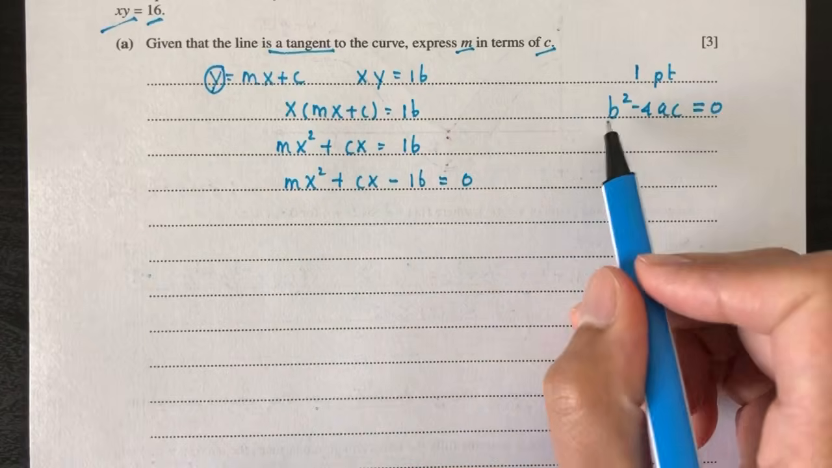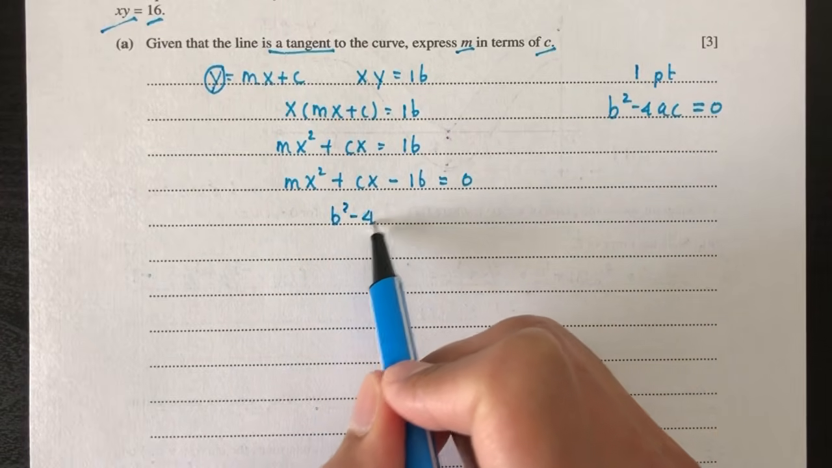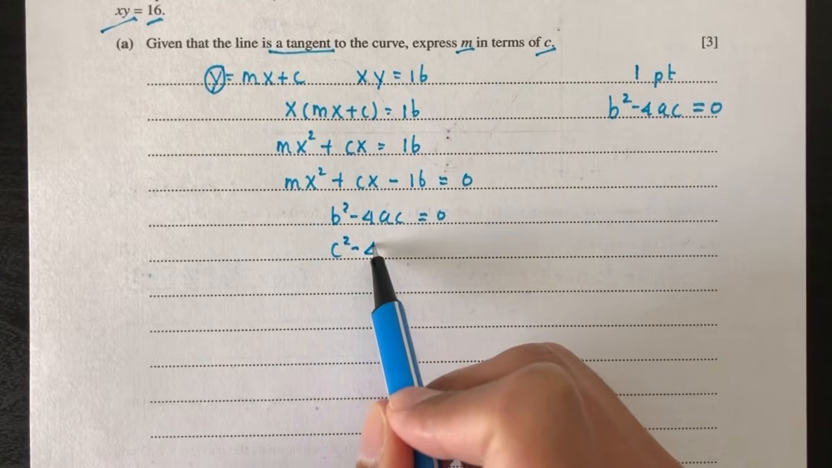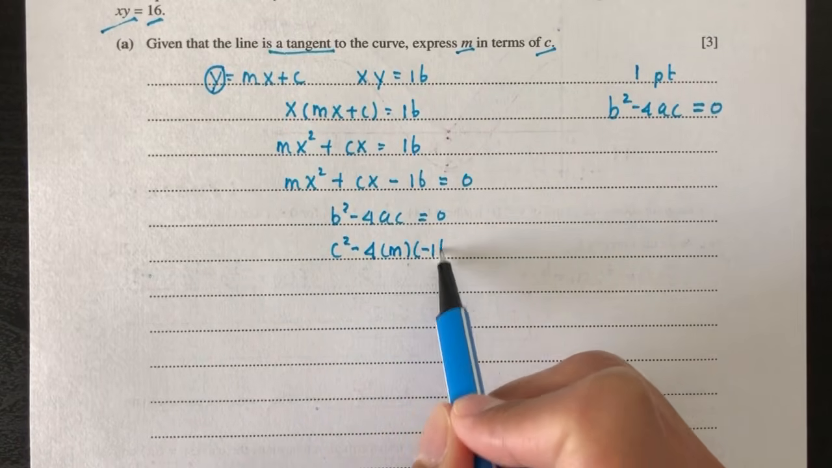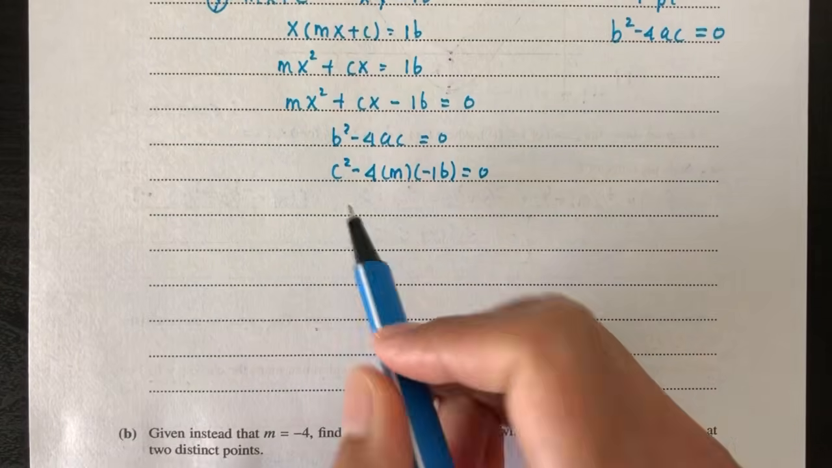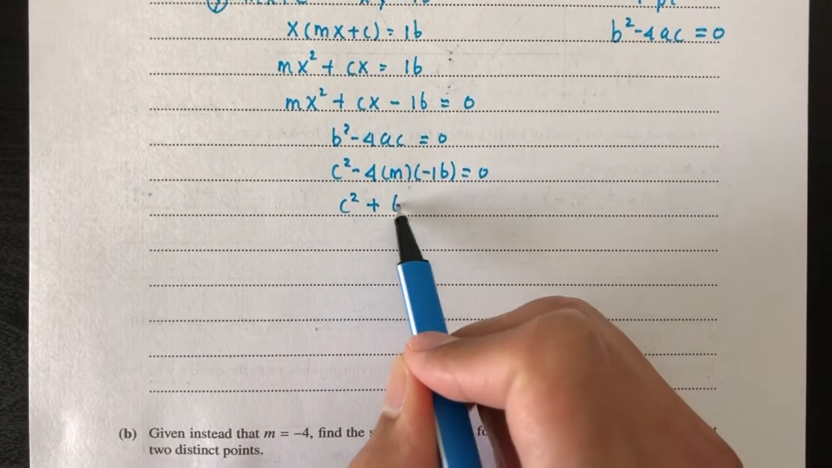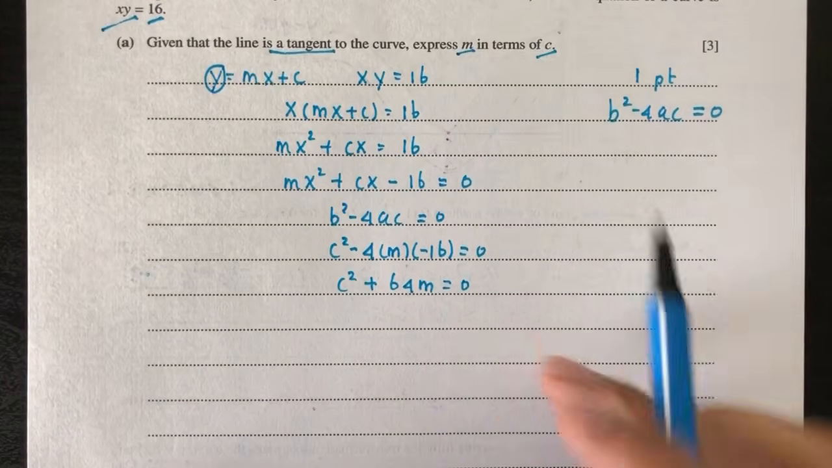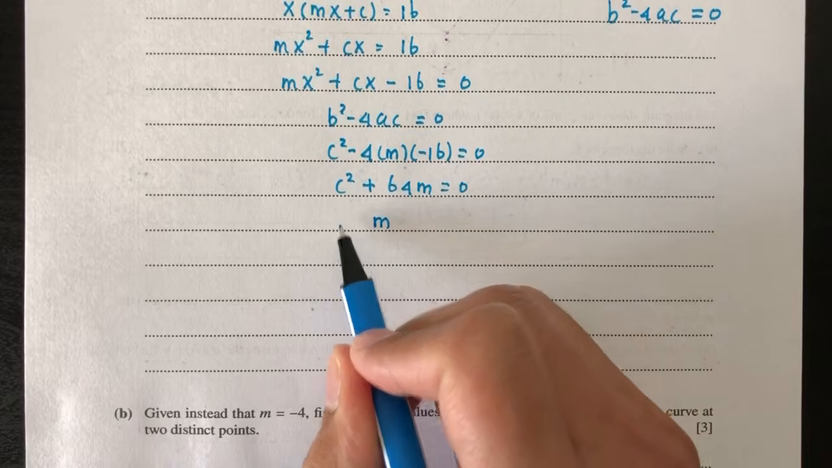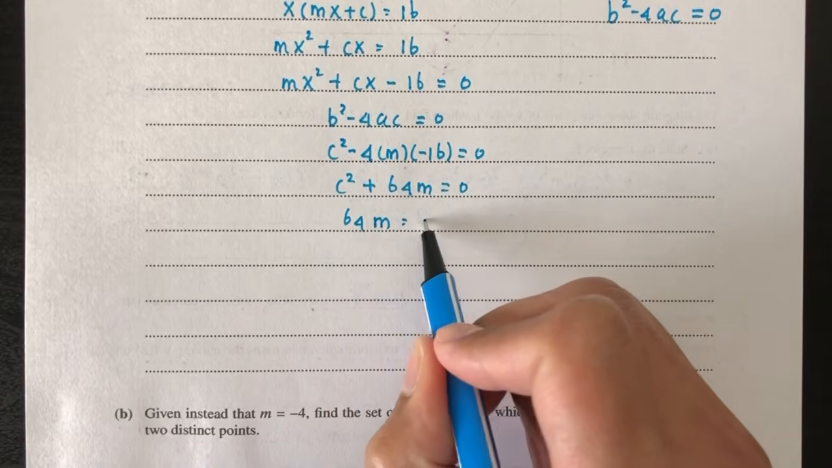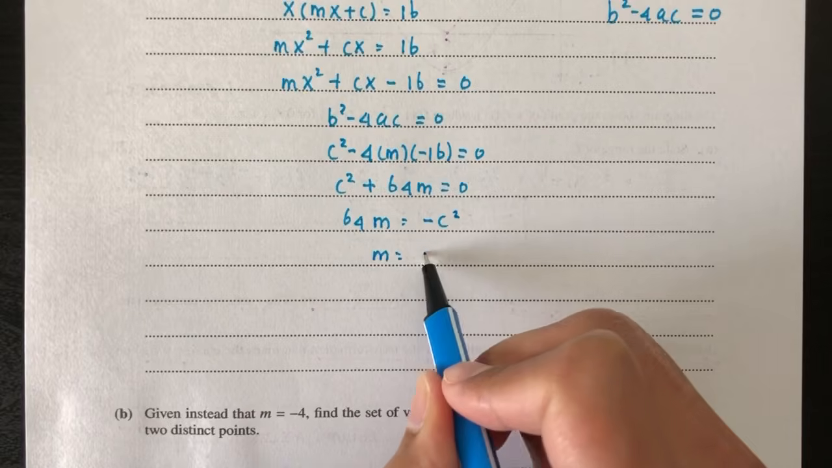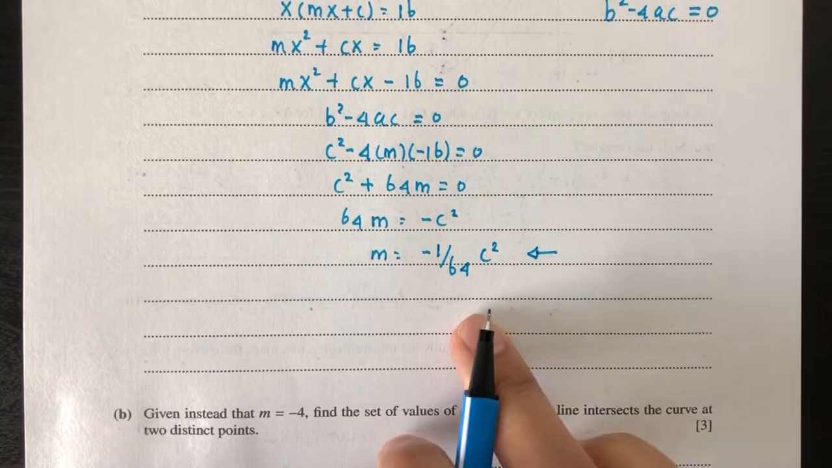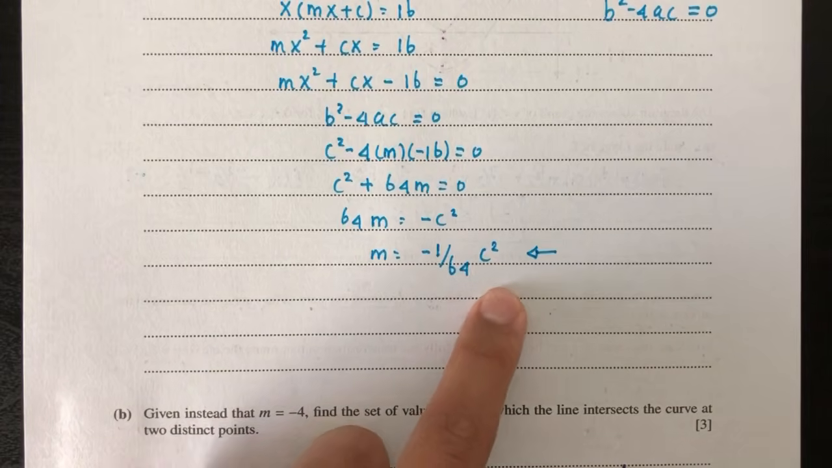Now you have to replace in this equation, which is b squared minus 4ac equal to 0. So b squared will be c squared, minus 4 times a, which is m, times c, equal to 0. That will be c squared plus 64m equal to 0. Now your question is to find m in terms of c. So 64m will be minus c squared, and m will be 1 over 64 c squared. That will be your equation representing m in terms of c.